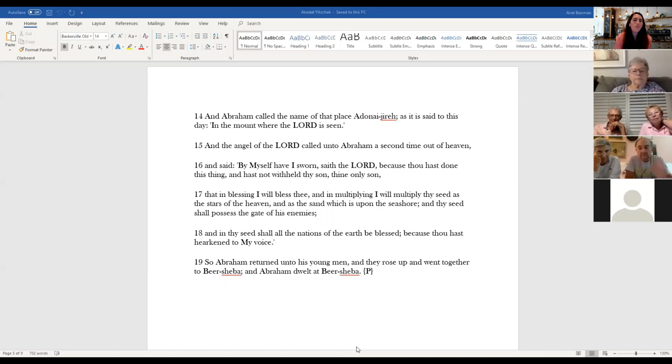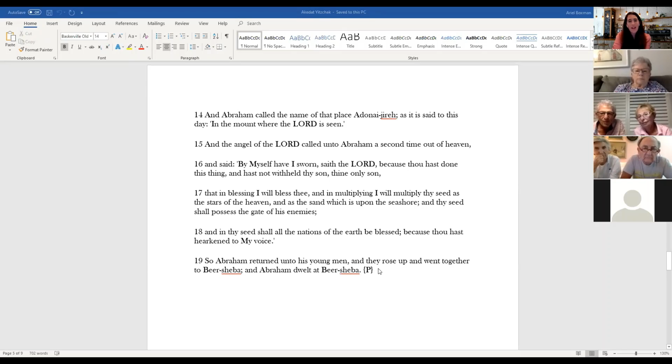And we conclude the story: and the angel of the Lord called unto Abraham a second time out of heaven and said, by myself have I sworn, said the Lord, because thou hast done this thing, hast not withheld thy son, thine only son, that in blessing I will bless thee, and in multiplying I will multiply thy seed as the stars of heaven, as the sand which is upon the seashore, and thy seed shall possess the gate of his enemies, and in thy seed shall all the nations of the earth be blessed, because thou hast obeyed my voice. So Abraham returned unto his young men, and they rose up and went together to Beersheba, and Abraham dwelt at Beersheba. All right. So that is the story with a little bit of midrash in it.